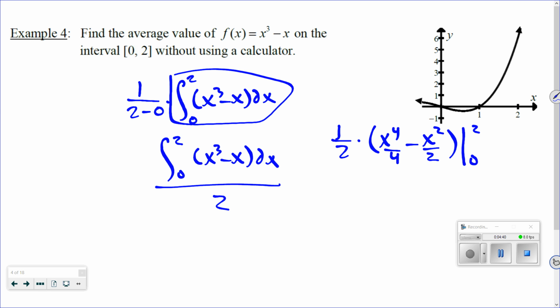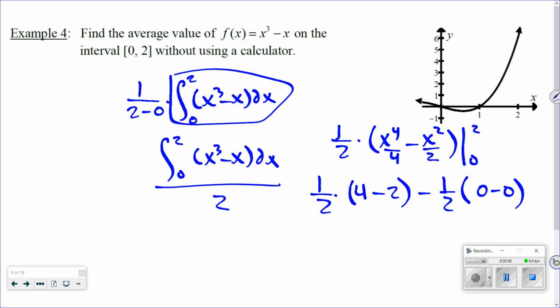All right, so if we plug 2 in, I have 1/2 times, let's see, 2 to the 4th is 16 divided by 4 is 4, minus, plug 2 in there, 2 squared is 4, divided by 2 is 2, minus 1/2 times, if I plug 0 in, I end up with 0 minus 0. Let's simplify that. 4 minus 2 is 2. 2 times a half is 1. Half times 0 is 0. So it comes out to be 1.